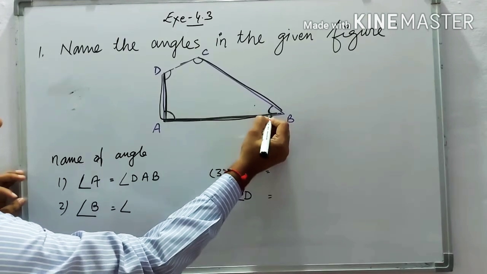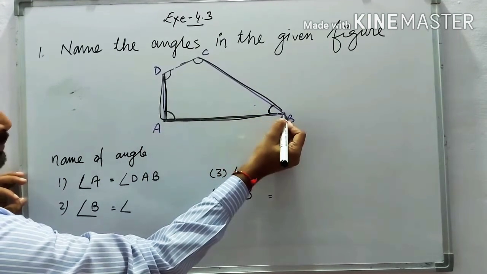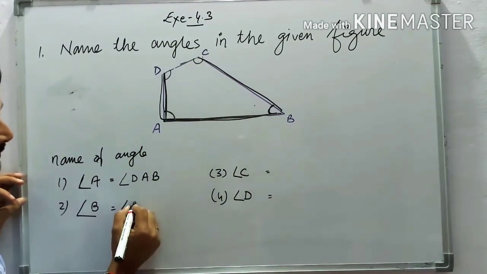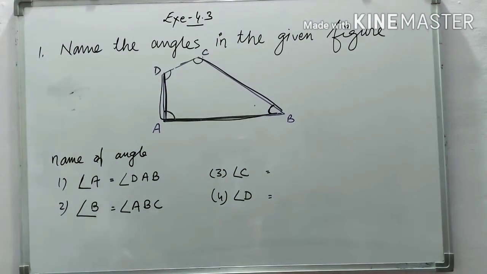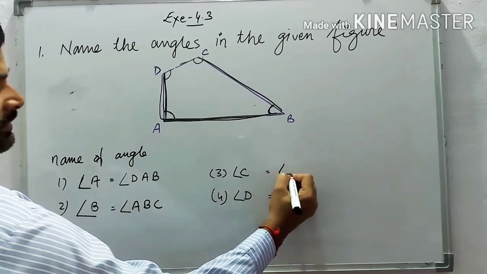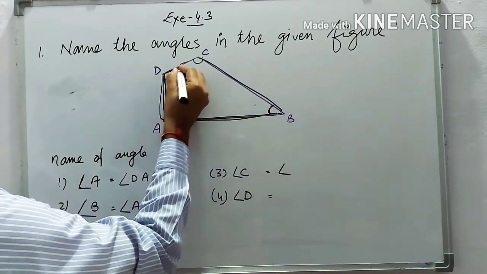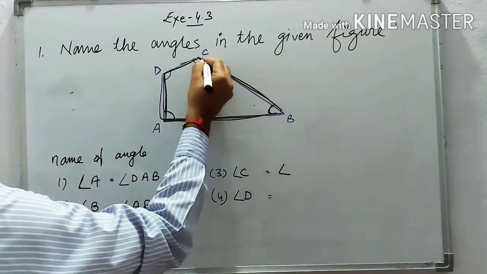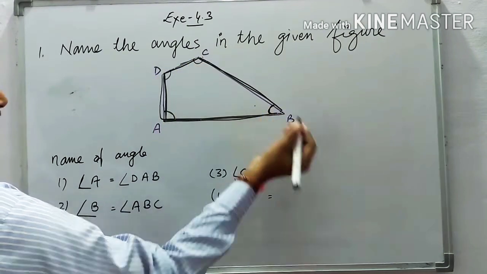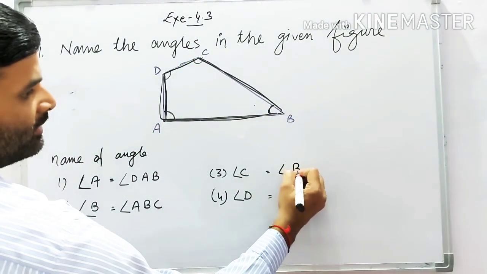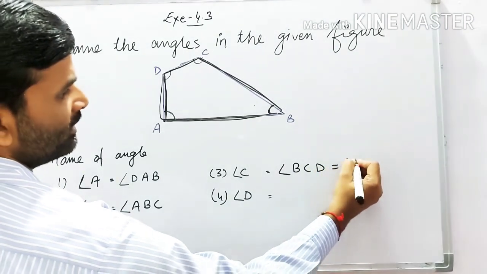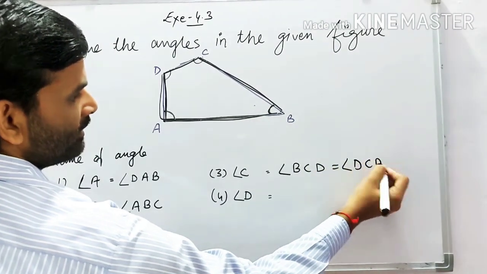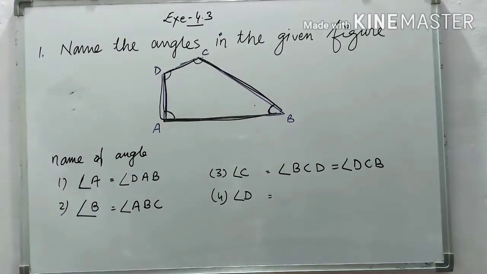Where is angle B? They start with A, B, C. That is angle ABC. Similarly, angle C is between B and D, so you write BCD or DCB, no problem. B, C, D and D, C, B are all the same.